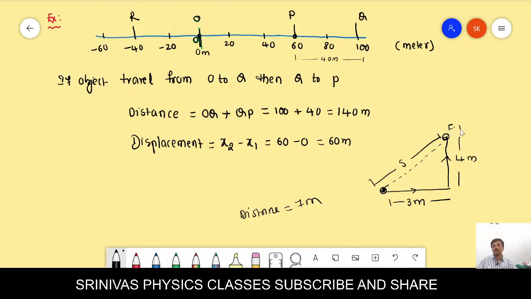This is the final point and this is the initial point. Where you started your journey, that is the initial point, and where you end your journey, that is the final point. The shortest distance between the initial and final points is called the displacement. Can anyone write what is the displacement in this figure?